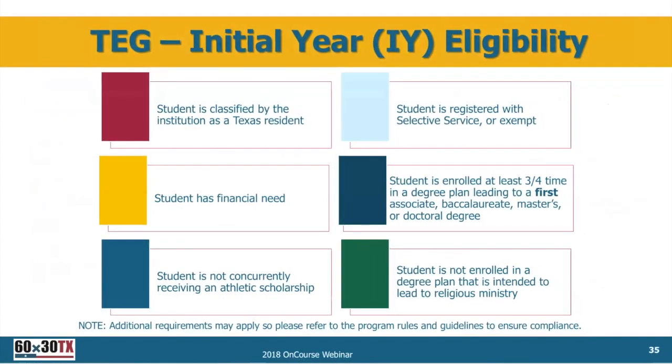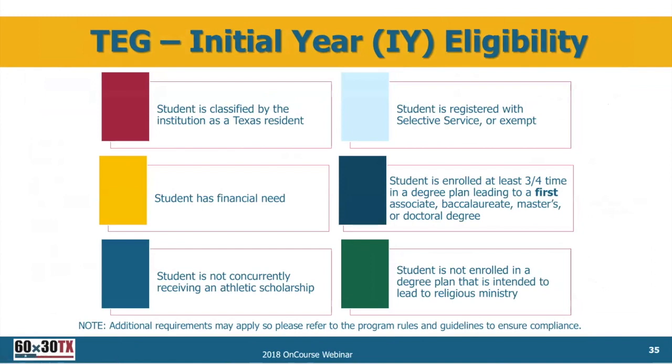Okay, on the next slide, this is TEG. Again, you'll see some of the similar requirements for this program. Again, like I mentioned, this is for private institutions of higher education. The difference between TEG and the other 2 is that it can actually be given to graduate students. So it's a benefit of this program that you won't see with the other 2.